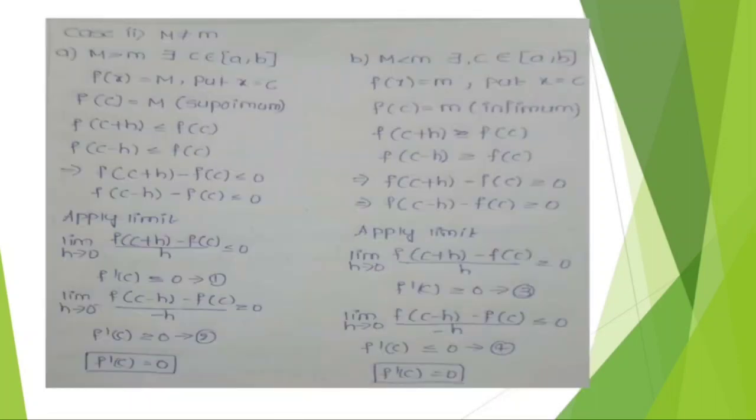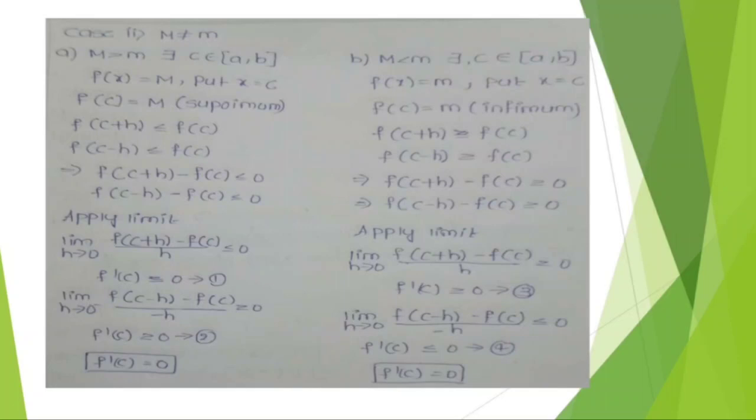Case 2: capital M is not equal to small m, that means supremum is not equal to infimum. Here I have two possibilities, that is supremum greater than infimum, that means capital M greater than small m, and supremum less than infimum, that means capital M less than small m.